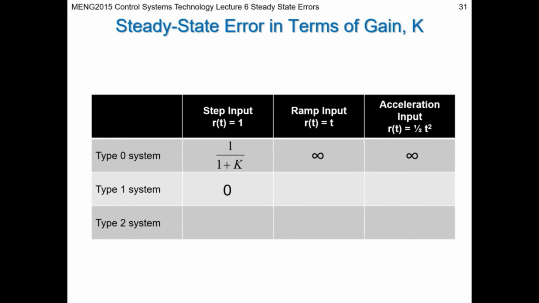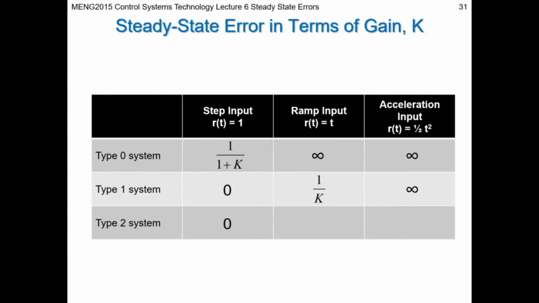For a type 1 system, your step input is going to have 0 steady state error. The output is going to match the input as time goes to infinity. If you have a ramp input, it can follow it, but it will have a constant steady state error of 1 upon K. Again, K is the loop gain of the system. If you have an acceleration or parabolic input, a type 1 system will not be able to follow it. You have an infinite error.